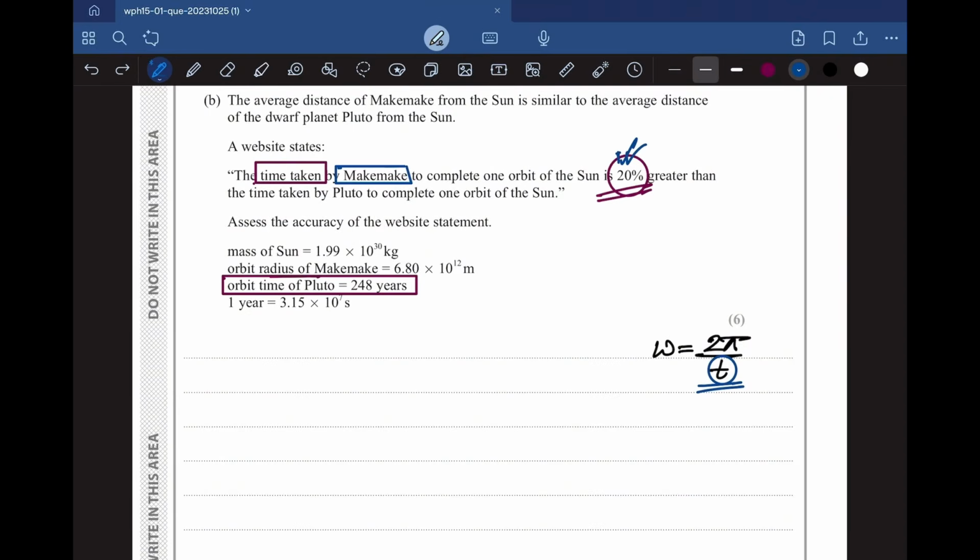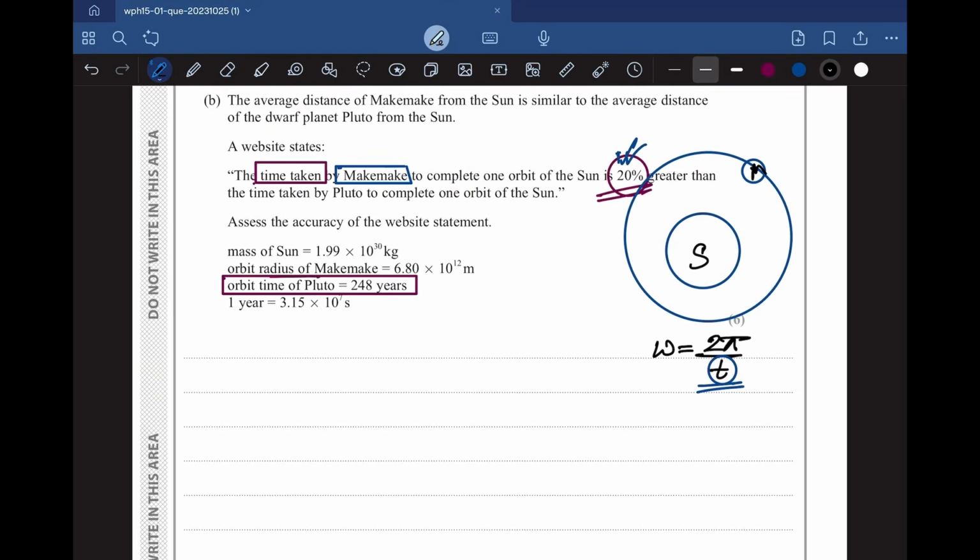Now one thing that we'll also have to understand is, let's draw like this. Let's say this is the sun, and here Makemake is going to orbit around the sun. Let's say this is Makemake and this is the sun.